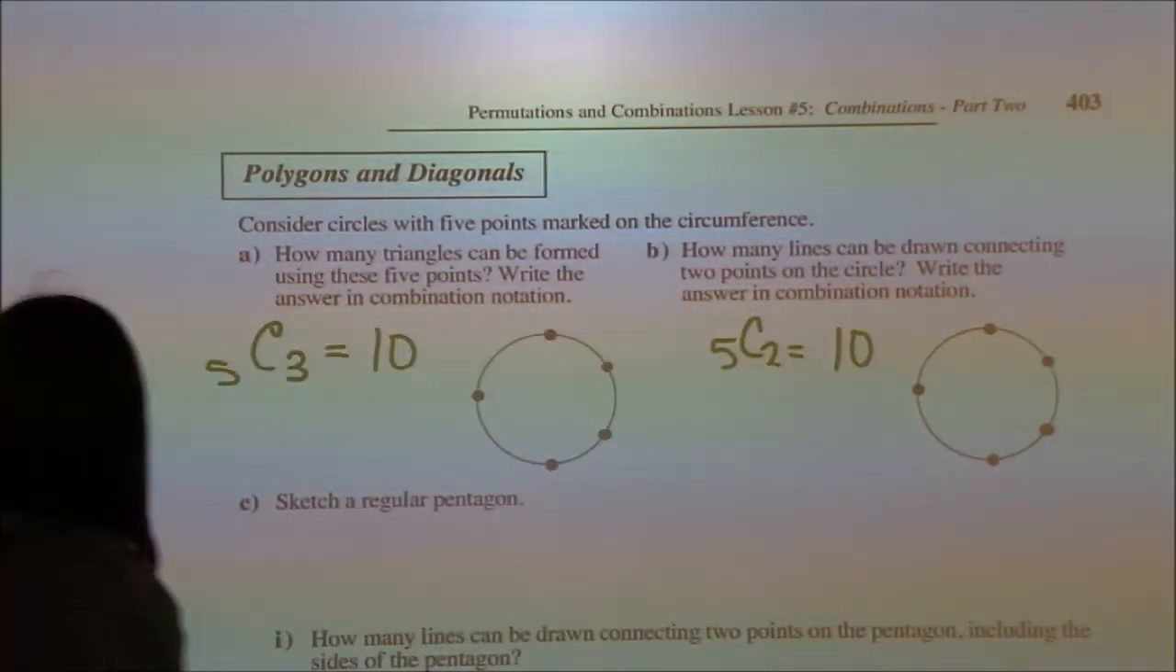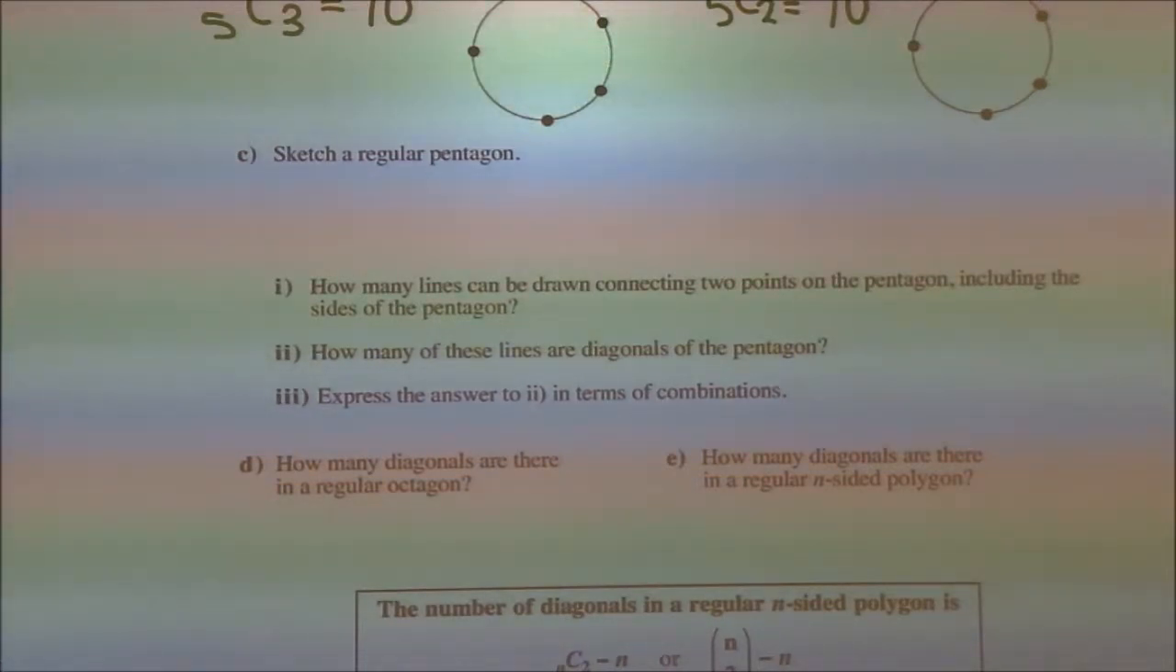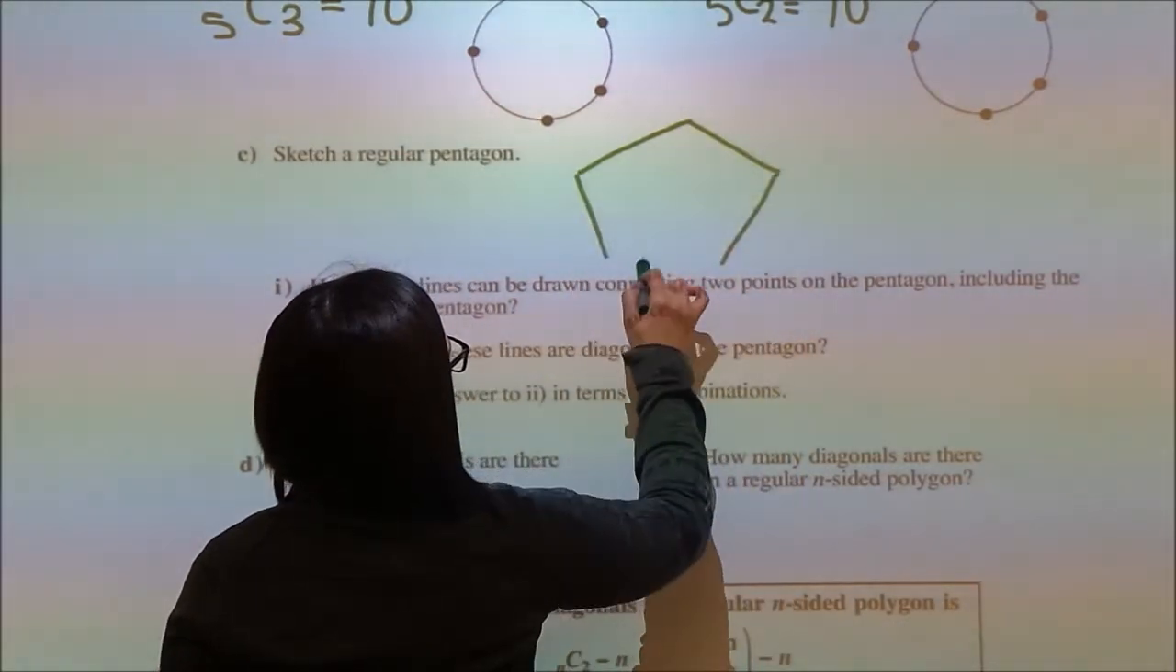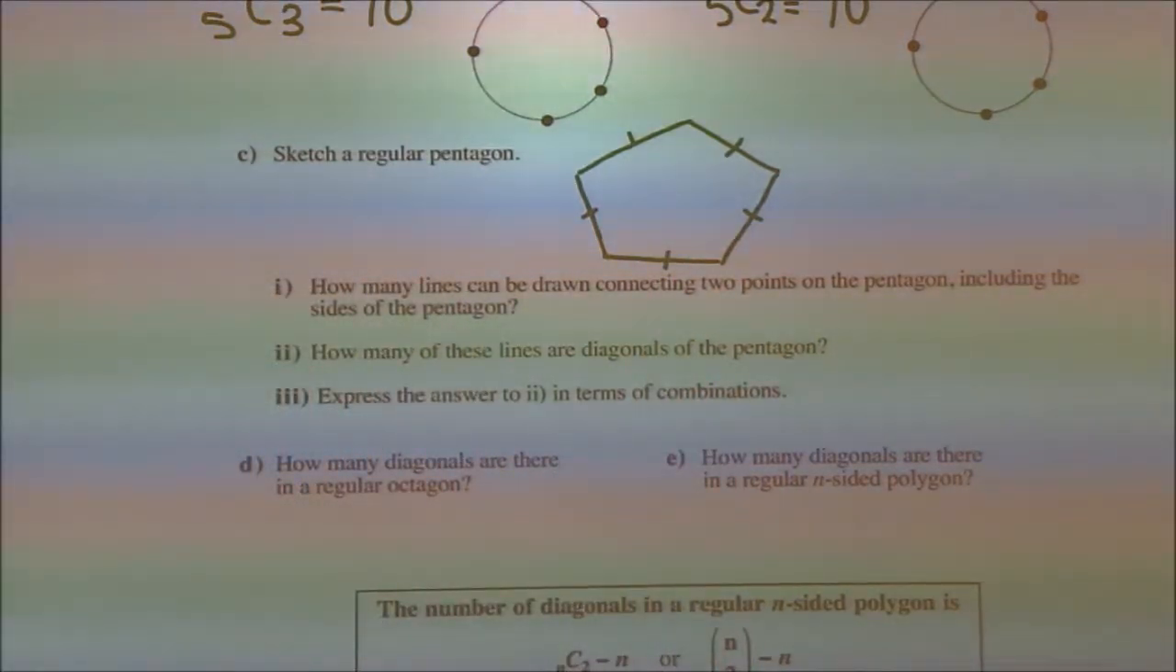Okay. Sketch a regular pentagon. What does regular mean? Pentagon would be a 5-sided figure, and regular would mean that those 5 sides are all equal. So you're going to sketch or try your best to sketch a regular pentagon. We show that it's regular by the tick marks. You're not kidding. Just trying to figure it out. No, I do know that.